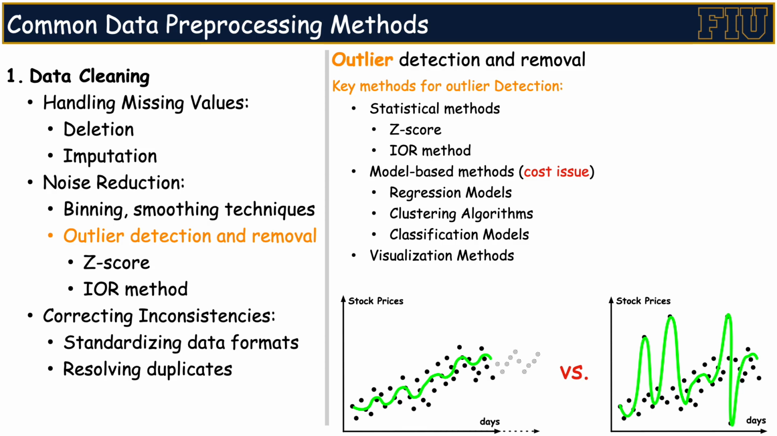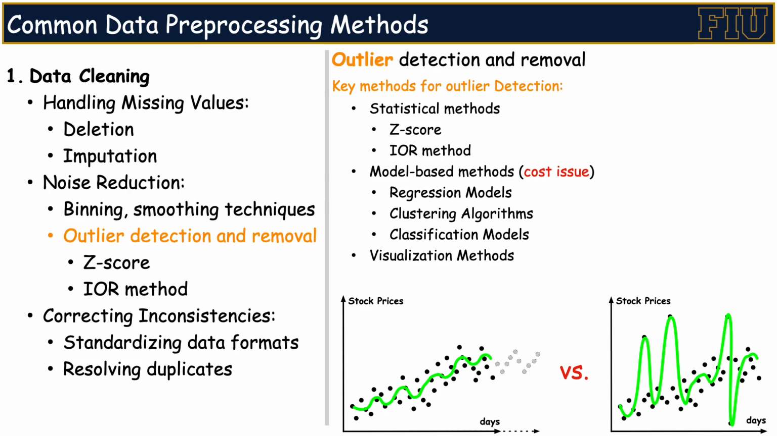Now, let's look at some common techniques for detecting and addressing outliers. We can generally divide these techniques into 3 categories: mathematical and statistical solutions, model-based solutions, and data visualization. In this topic, we'll focus primarily on statistical methods, especially the z-score and interquartile range methods.